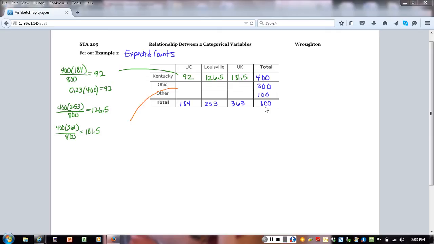Next, let's do the Ohio UC one. So my row total will be 300, column total 184, overall total 800.